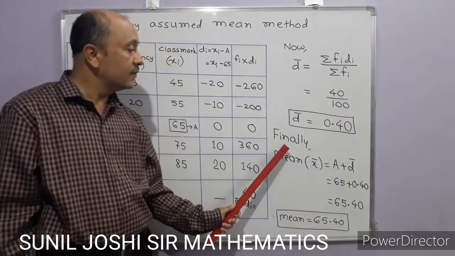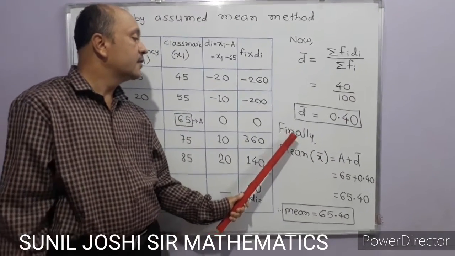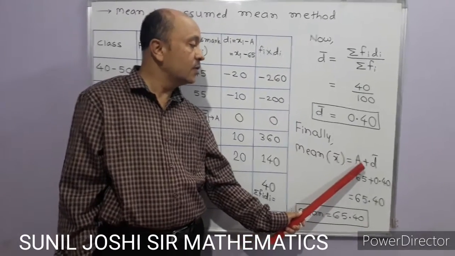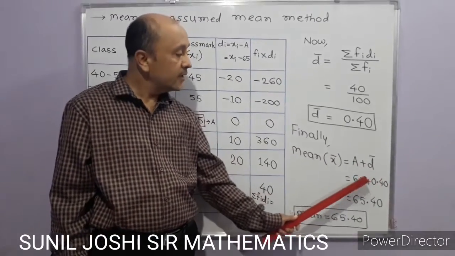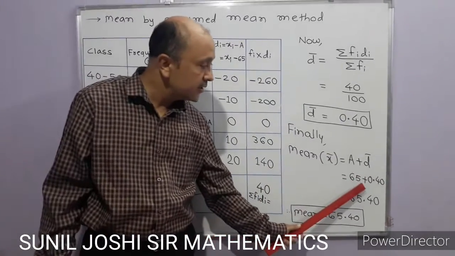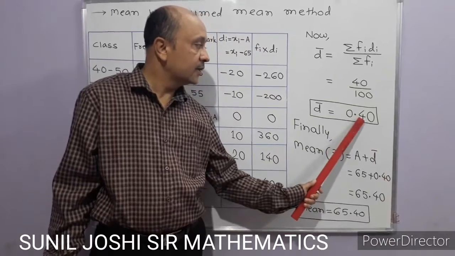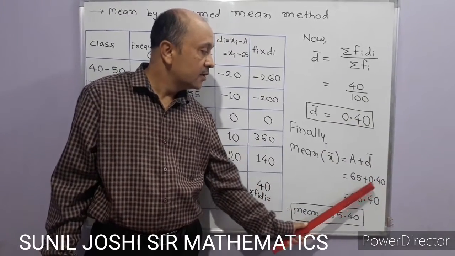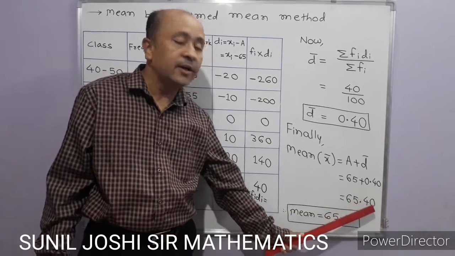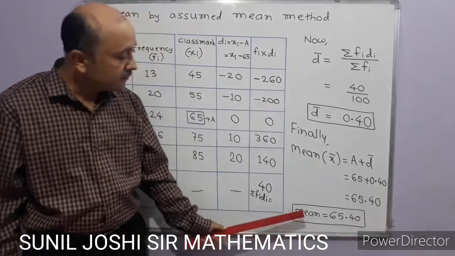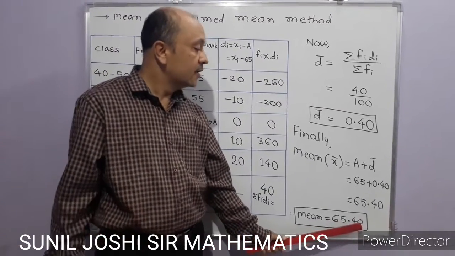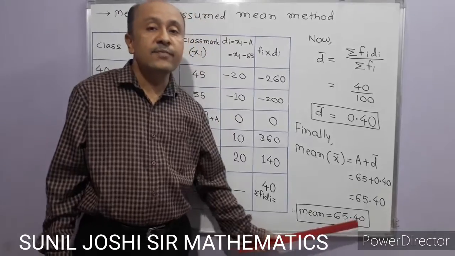Then finally we have one more formula we have seen already, that is the mean, called x bar, is equal to a plus d bar. Where a is the assumed mean, that is 65 taken here, plus 0.40, the value we have calculated here. So if you do the addition, 65 plus 0.40, the answer will come 65.40. So this is our final answer students. Mean is equal to 65.40, that is called the mean by assumed mean method.